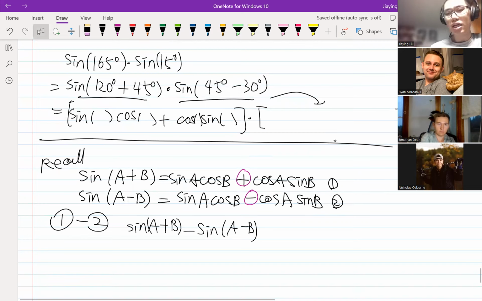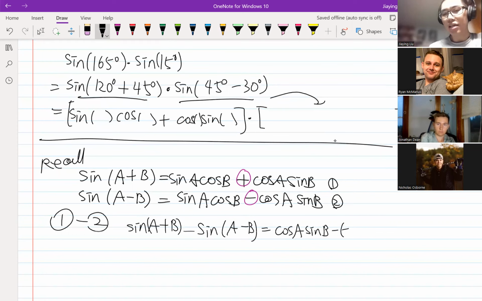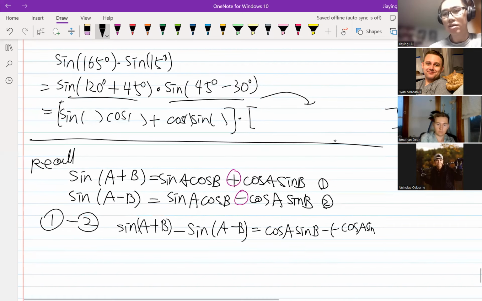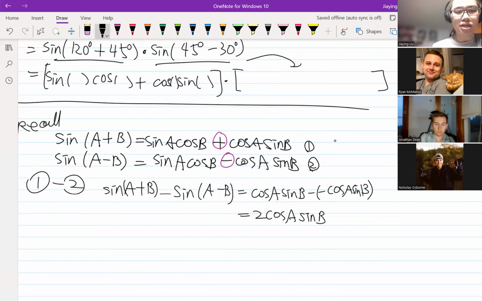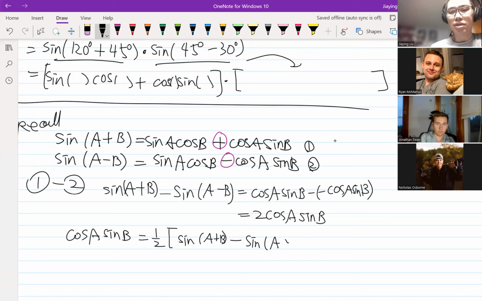And like I said, the sine A cosine B will cancel. We have cosine A sine B minus a negative cosine A sine B, and that becomes 2 cosine A sine B. Divide by 2, so we get cosine A sine B, which is equal to 1/2 of sine A plus B minus sine A minus B. So that's the fourth products to sum formula, or products to difference formula, that we didn't use.